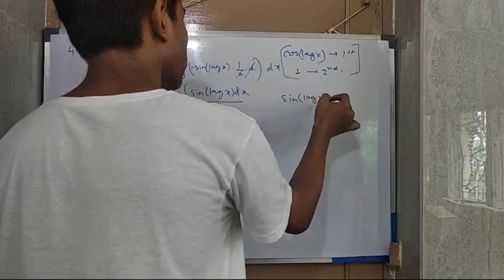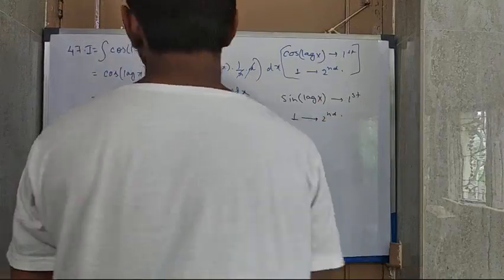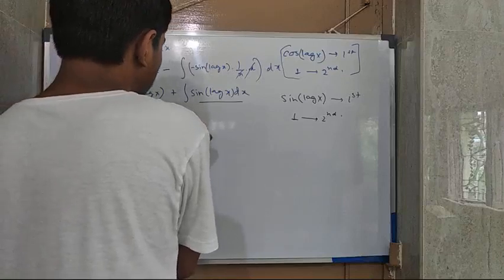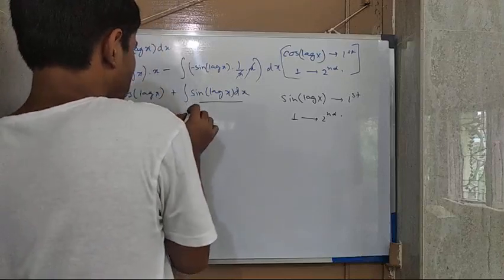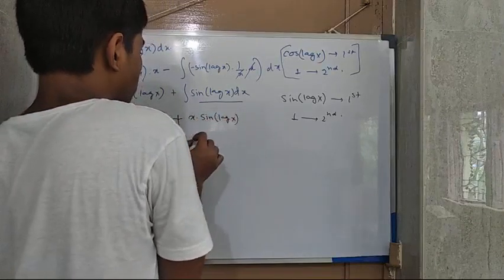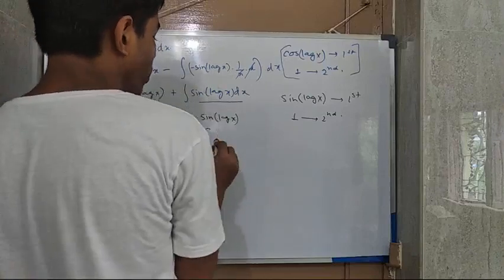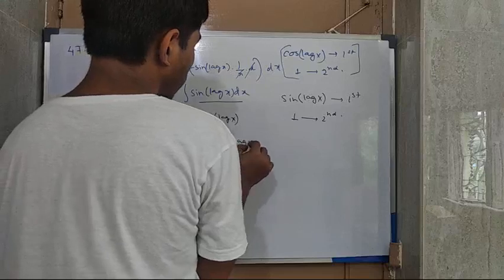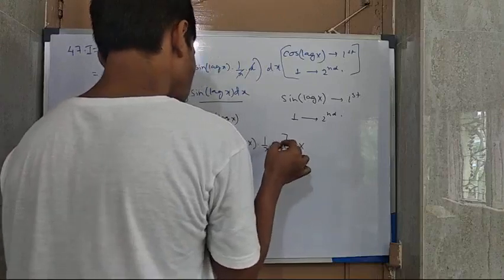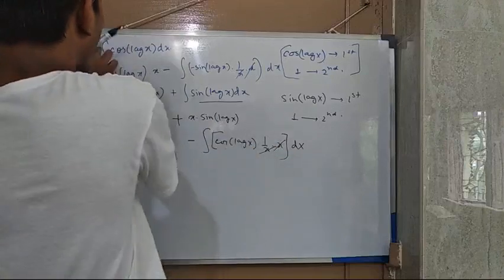Sine of log x, I am going to call the first function, and 1 as the second function. So this will become x cos of log x plus, this will again give x sine of log x minus integral of, differentiating sine of log x will give us cos of log x times 1 by x times x dx. So as you can see, this becomes cos of log x dx, which was our I.